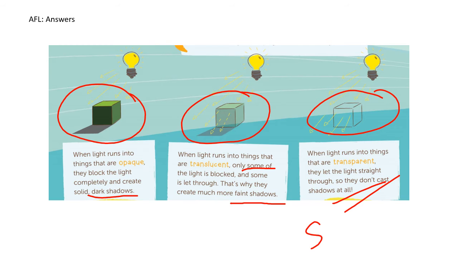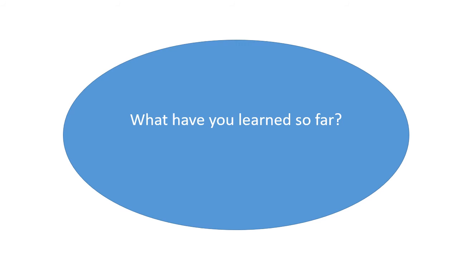You can do self-assessment in your notebook. Briefly explain what have you learned so far. We have learned how shadows are formed. We also learned how to change the size of the shadow. The third thing we learned is how the shadow changes during the daytime.